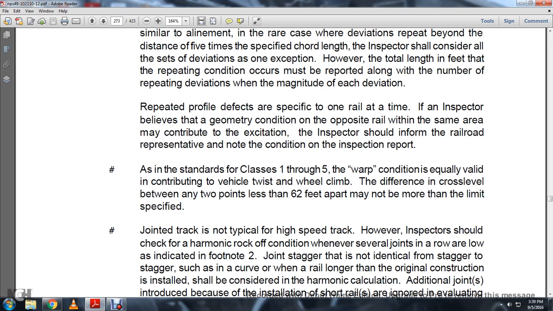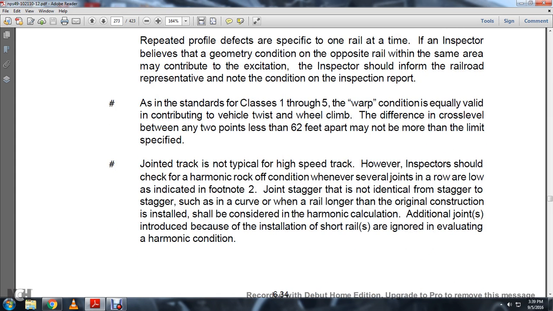The difference in cross level between any 2 points less than 60 feet apart may not be more than the limit as specified. Jointed track is not typically high-speed track. However, the inspector should check the harmonic rock-off condition, whether several joints of the row are low, as indicated in the footnote.